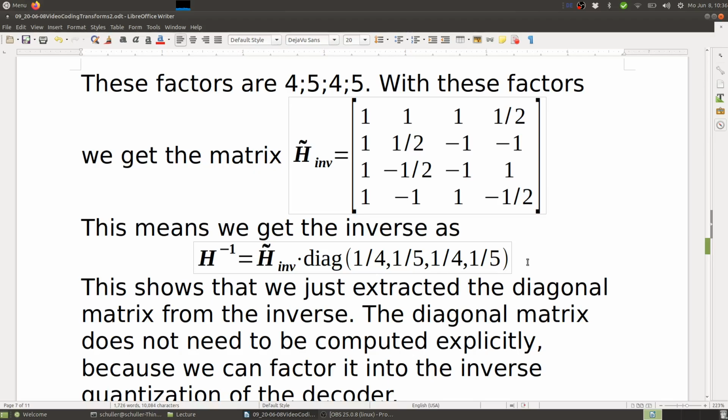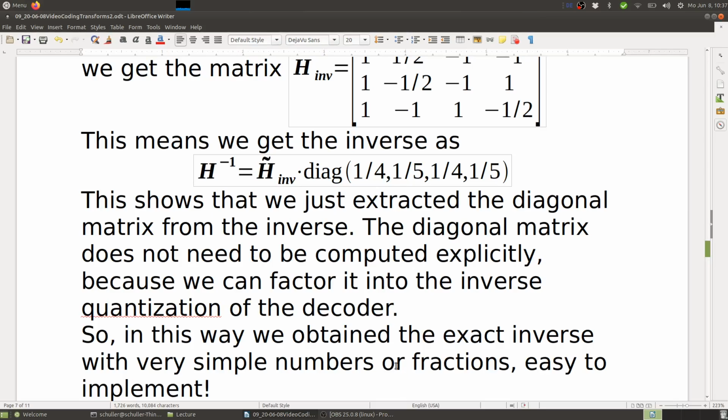So you could then in the decoder, after applying the inverse transform, just apply these inverse factors, and you can actually absorb them into the dequantizer. So then the dequantization would be one step together with those factors. So really easy. So this shows that we just extracted the diagonal matrix from the inverse. The diagonal matrix does not need to be computed explicitly because we can factor it into the inverse quantization of the decoder. Remember, reverse, it's not actually inverse, reverse quantization.